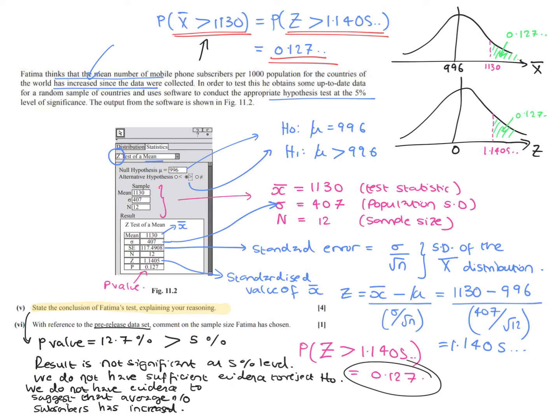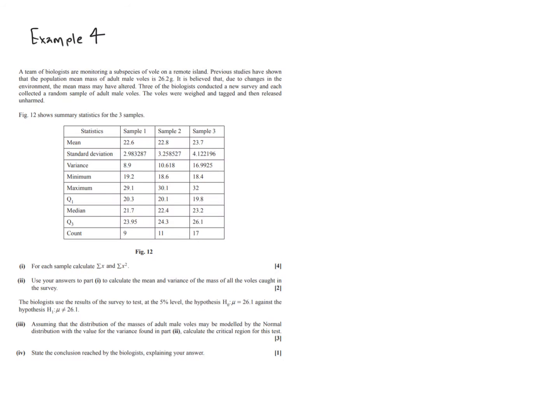Well, even without seeing the large data set, which contains all of the countries of the world, you can see that a sample size of 12 is very, very small. It's such a small sample compared with the number of countries in the population, which makes any kind of inference less reliable. So, example 4.